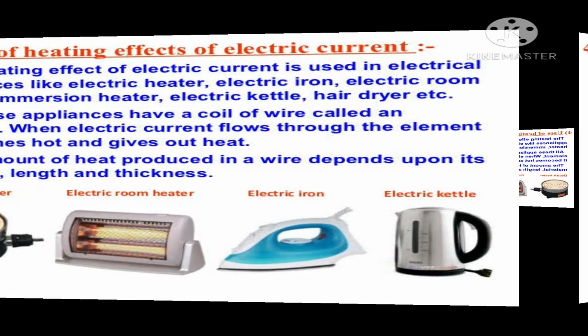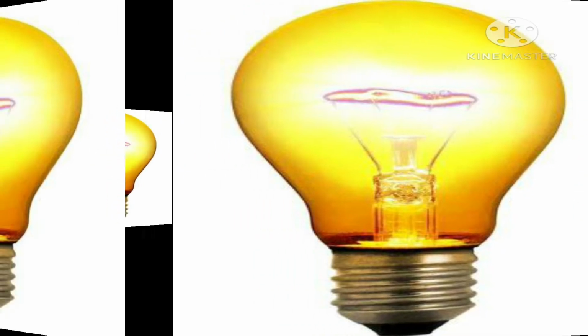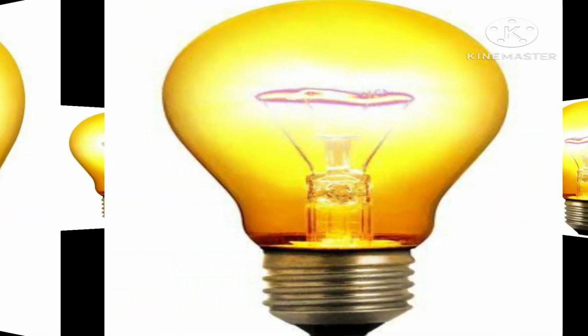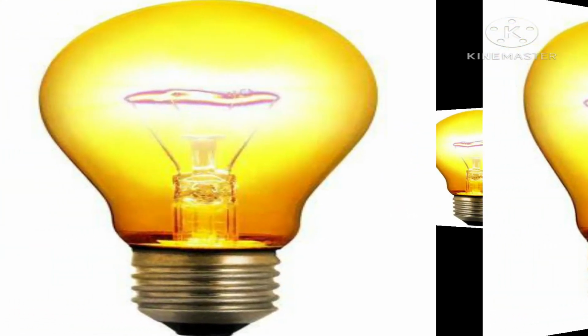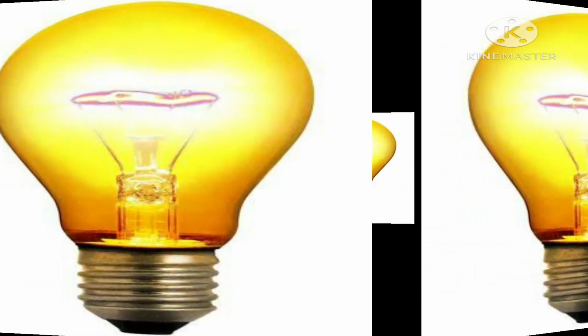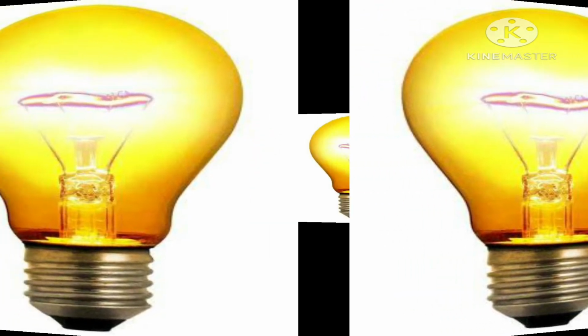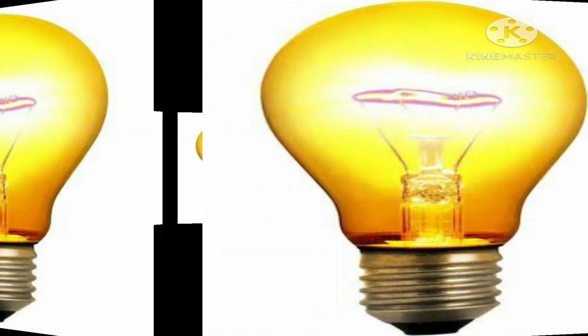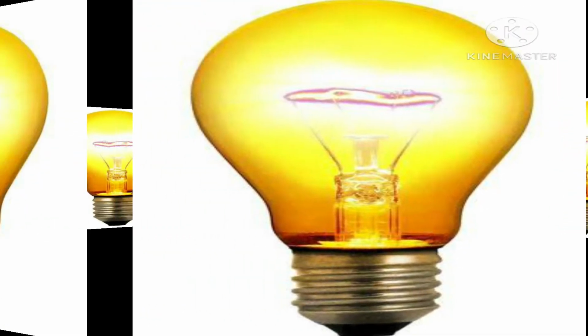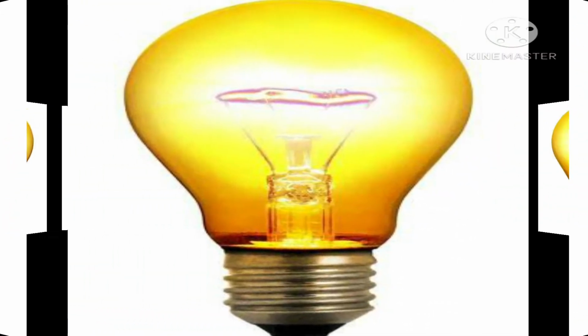The second one is the electric bulb. The electric bulb is used for producing light and works on the principle of the heating effect of electric current. It has a very thin high resistance filament of tungsten metal. When electric current passes through the tungsten filament, it gets heated to a very high temperature, becomes white hot and starts glowing.